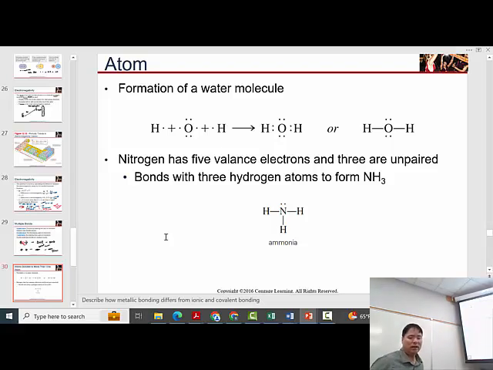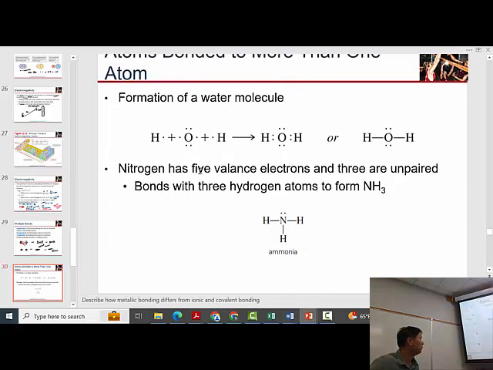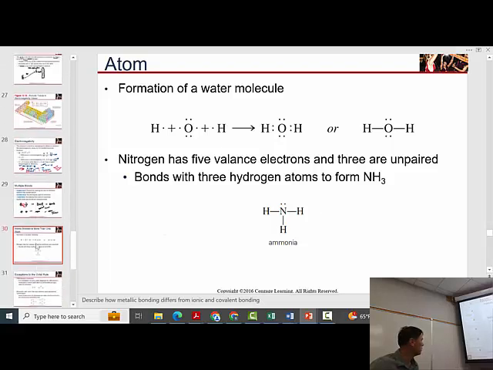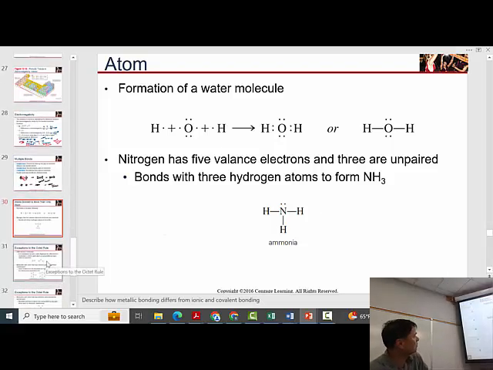Oxygen can get an octet in other ways too. For example, if it doesn't bond with another oxygen, it can bond to 2 hydrogens and form water like this. And nitrogen can get to an octet by bonding with hydrogen as well to form ammonia. So here we have water and ammonia formed. Oxygen can get 2 single bonds or 1 double bond. Nitrogen could get 3 single bonds, or 1 double and 1 single, or 1 triple. And that will give it an octet.